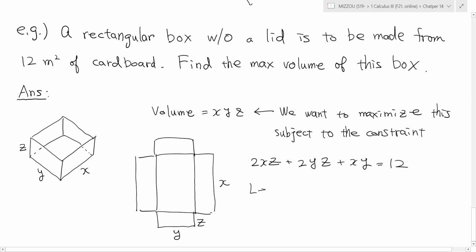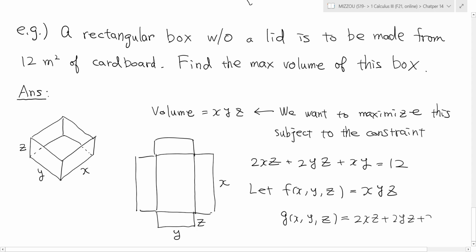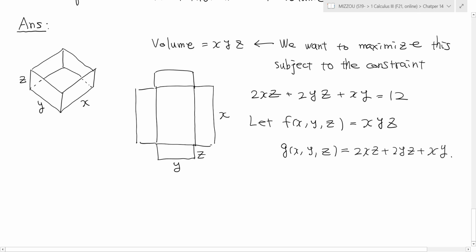Namely, let f of xyz be the function you want to maximize, that's xyz, subject to the constraint function 2xz plus 2yz plus xy, and this has to be always equal to 12. Okay, then now let's use Lagrange multiplier. Namely, we need to find x, y, z and lambda such that these two gradients are proportional, and the constant of proportionality is lambda.